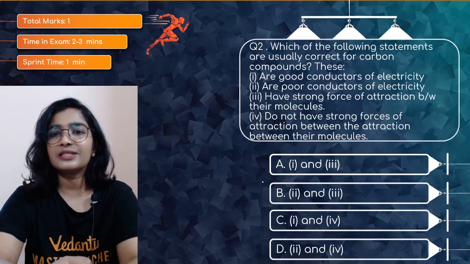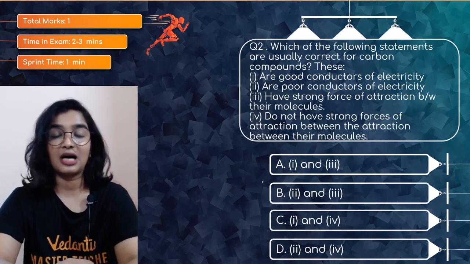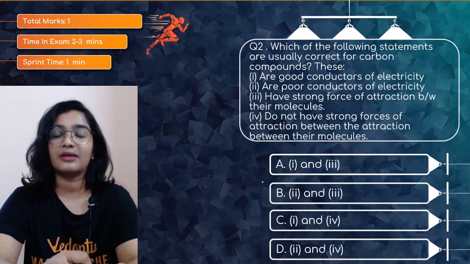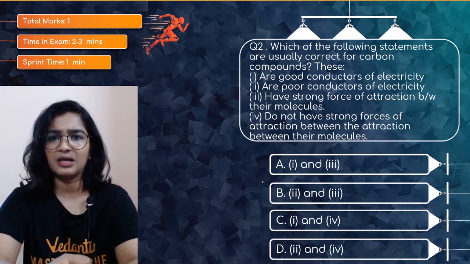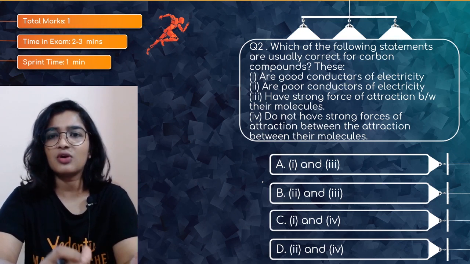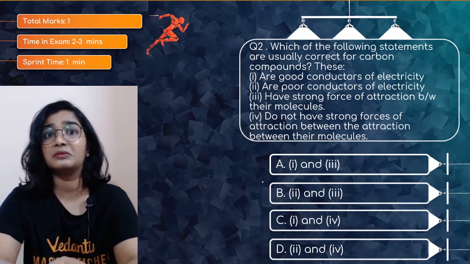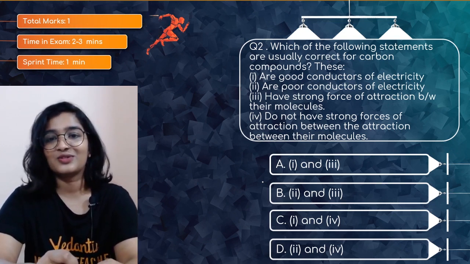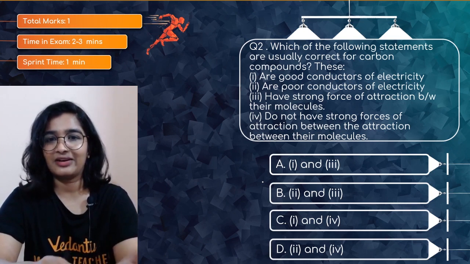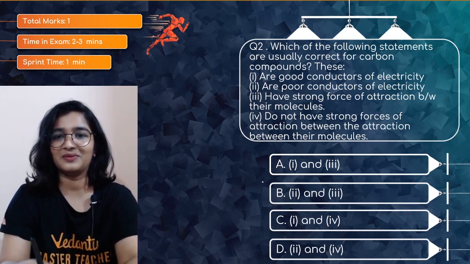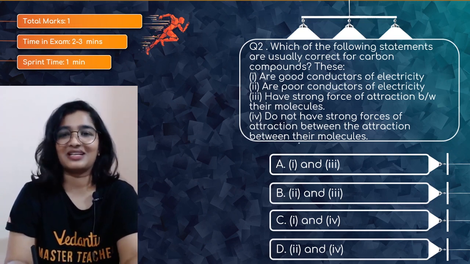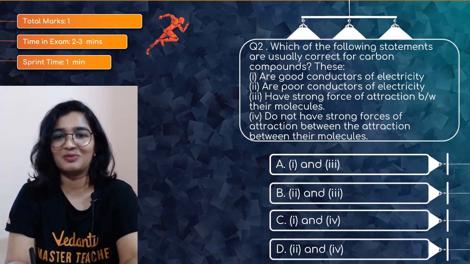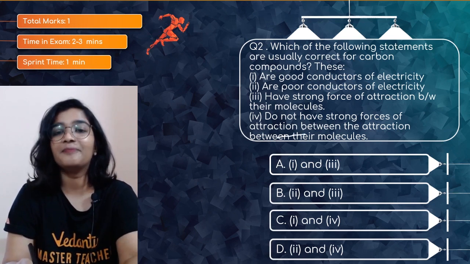Second question. Which of the following statements are usually correct for carbon compounds? Option 1, are good conductors of electricity; option 2, are poor conductors of electricity; option 3, have strong force of attraction between their molecules; option 4, do not have strong force of attraction between their molecules. So the answer should include that they do not have strong force of attraction between their molecules.